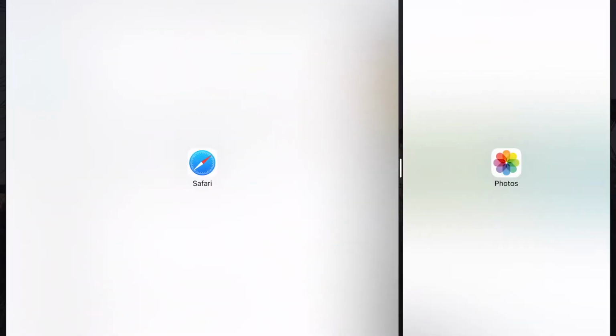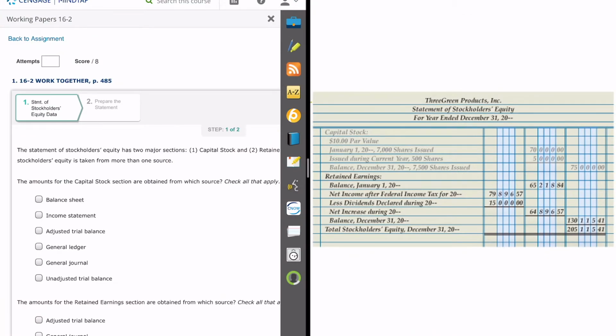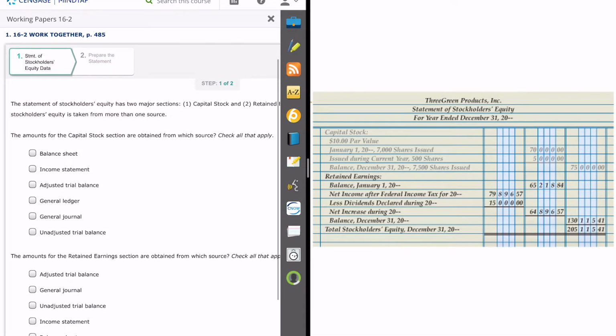And again, I'll just pull up the example that we used in our PowerPoint on the right over here, and you'll see that you have the two sections. Okay, the first question: the amounts for the capital stock sections are obtained from which source? We have our capital stock up on the top. Where are we going to get the information from?